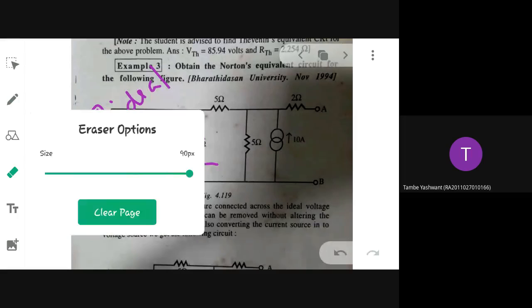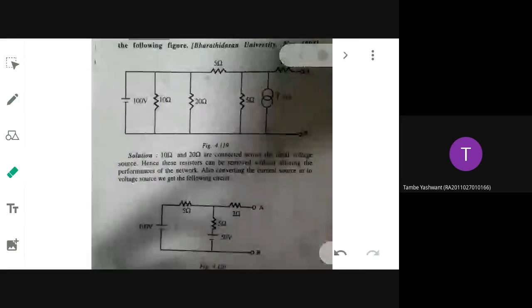They have parallel combinations, and whenever it comes to a parallel combination of elements, the voltage will always be the same. That concept makes way for the elimination of the 10 ohm and 20 ohm from the circuit, and if you do so, the circuit becomes easier to solve further. That's all. After eliminating the 10 ohm and 20 ohm, they have redrawn the circuit like this.